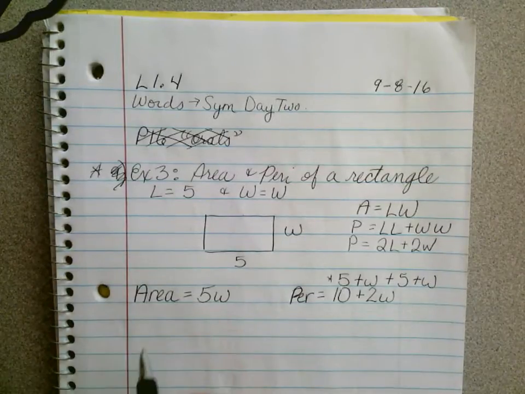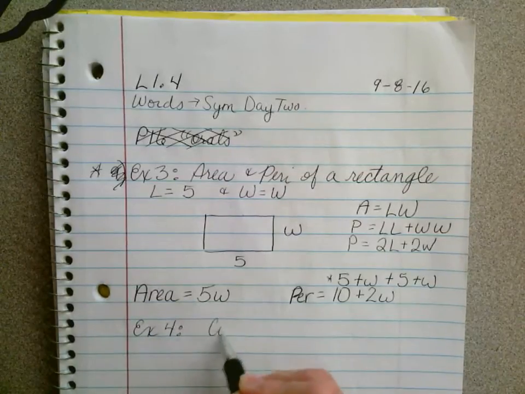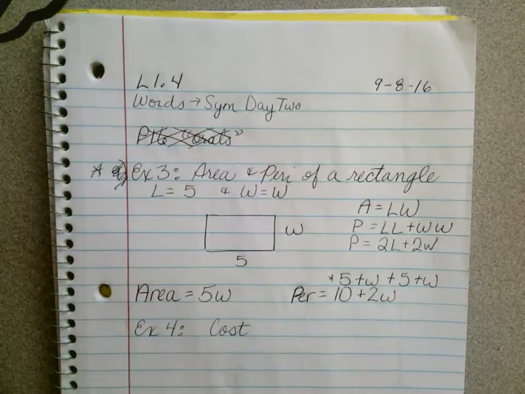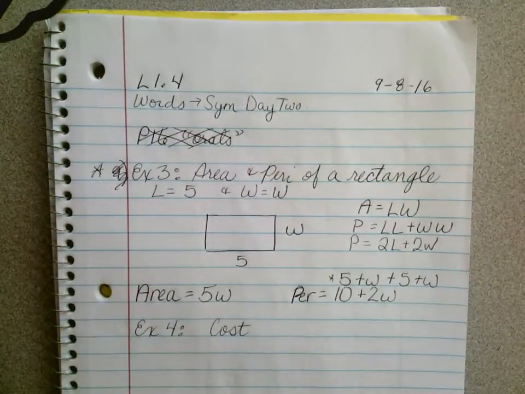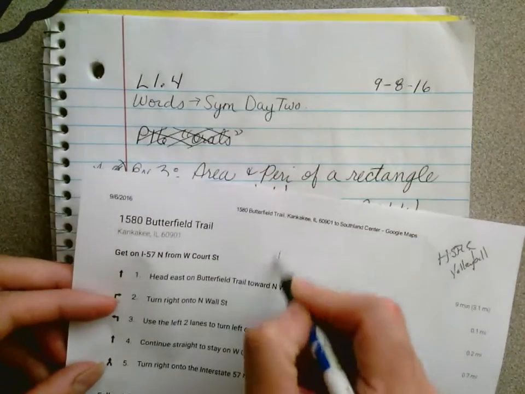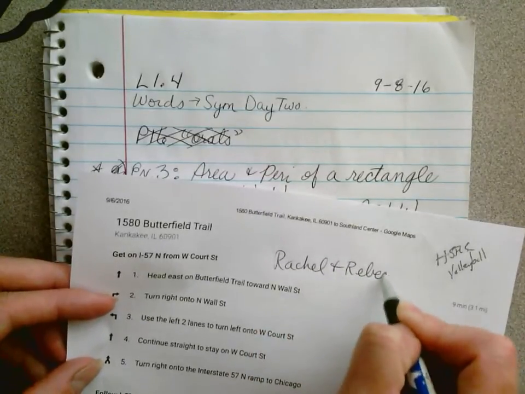Example 4, their example 4, deals with the cost of pizza. So cost of pizza is going to be what they're dealing with.